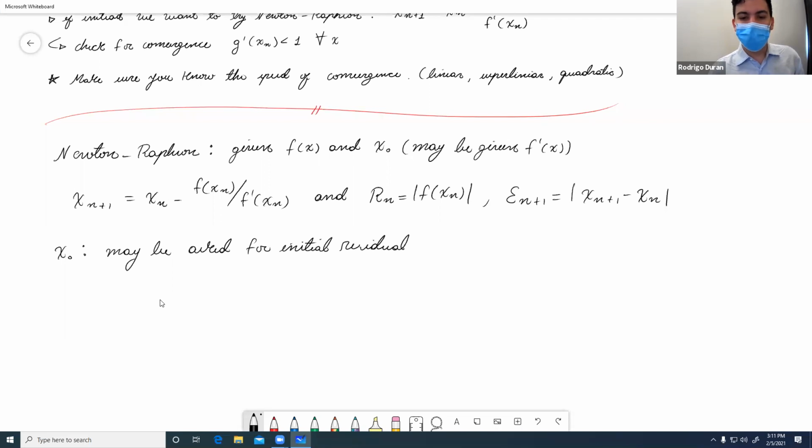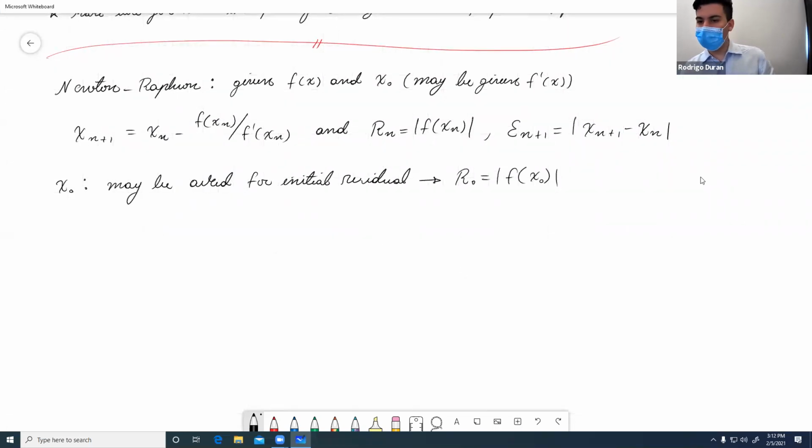And what this means is that you will be asked for R sub 0, which will literally be the absolute value of your function evaluated at the initial guess. So if the initial guess is 2 and you know your function, plug it into the function, take the absolute value of the result, and that is your initial residual. That's the only thing that you will be asked at the 0th iteration, because again, there is no epsilon sub 0.